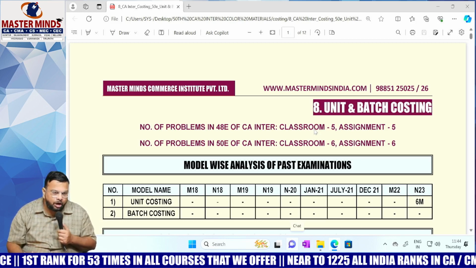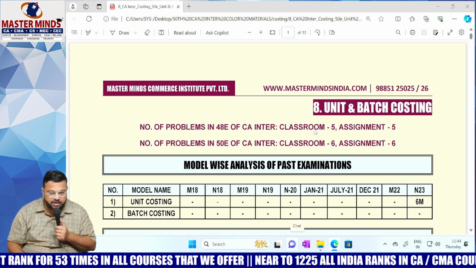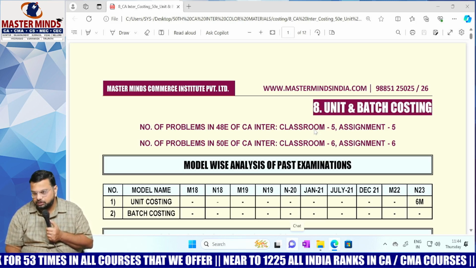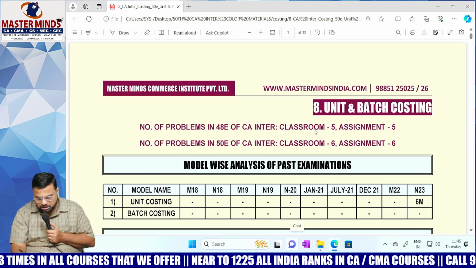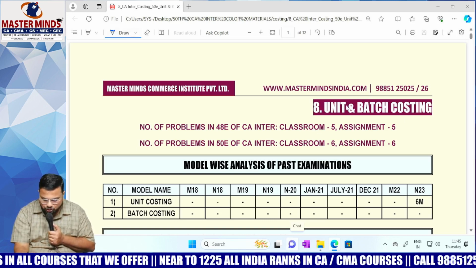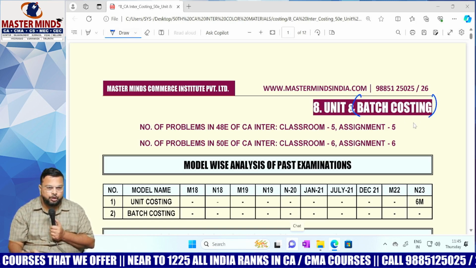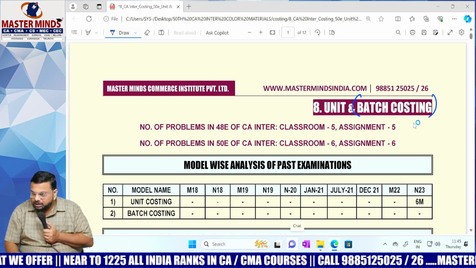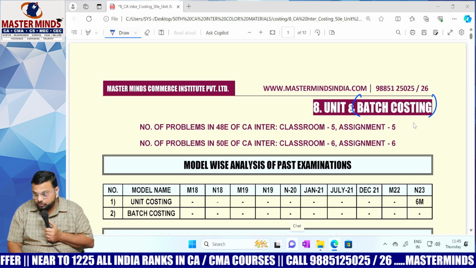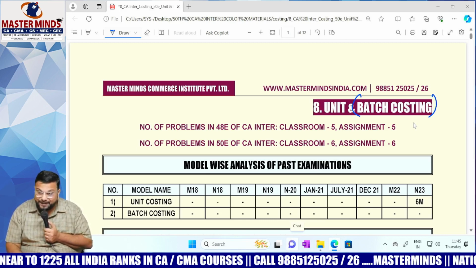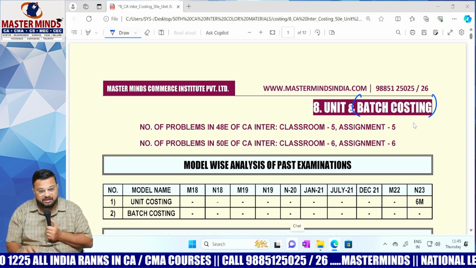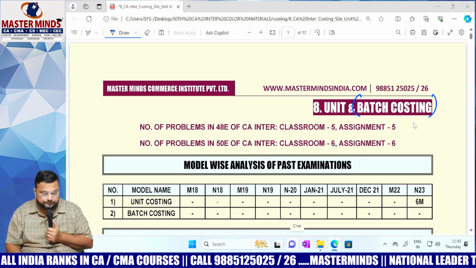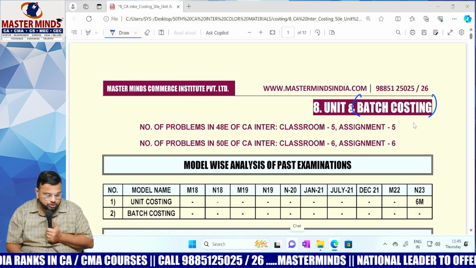Now, if you are aware of EOQ, what is the full form of EOQ? If you are thorough with that concept, you can do any problem in batch costing. Because EOQ is from the raw material point of view. In batch costing, we'll go through EBQ, economic batch quantity or economic batch size. That will be from the output point of view. Okay, so both are easy.